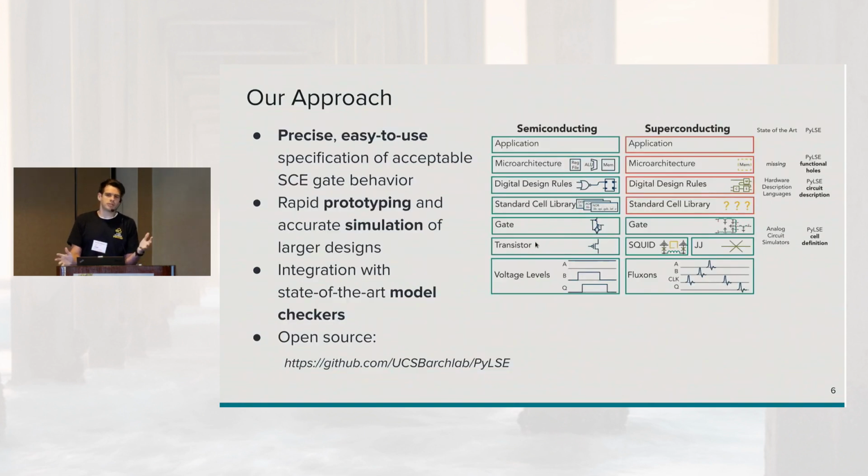So our approach is a Python DSL that we will let you use for rapid prototyping superconducting circuits. It can simulate them, and we can integrate it with a model checker to talk about correctness. Just to give you a better picture, in this chart, we have the semiconducting space, with voltage levels, transistors, gates. We understand it all the way up to the application level. In superconducting, we feel that we really only have the very low-level stuff about fluxons and Josephson junctions.